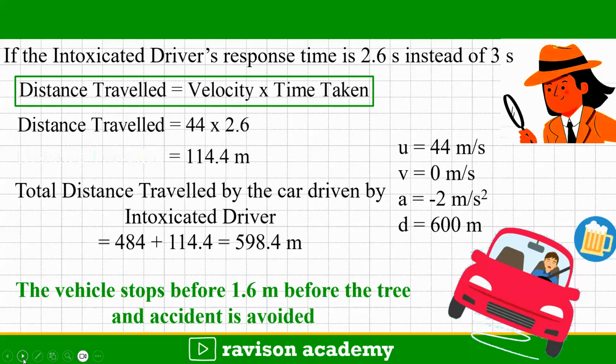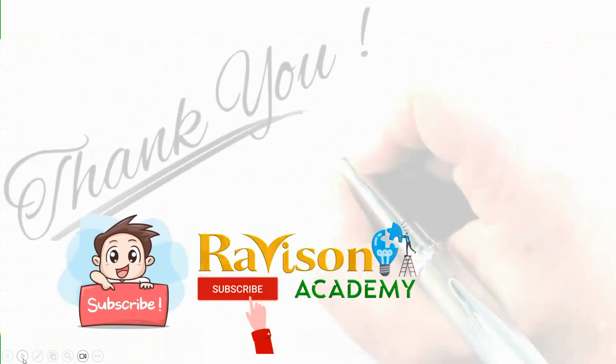Now here is another case. Suppose the intoxicated driver's response time is 2.6 seconds instead of 3 seconds. The distance traveled before applying the brake is 44 into 2.6, that is 114.4 meters. So the total distance becomes 598.4 meters. In this case the vehicle stops 1.6 meters before the tree and the accident is avoided. So here again the response time decides the accident. Thank you.